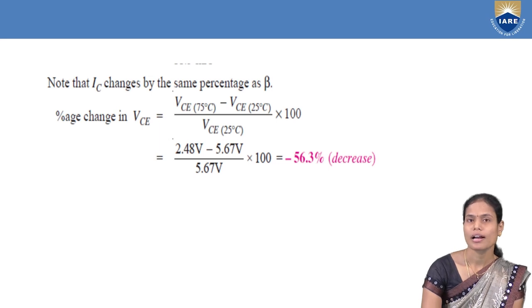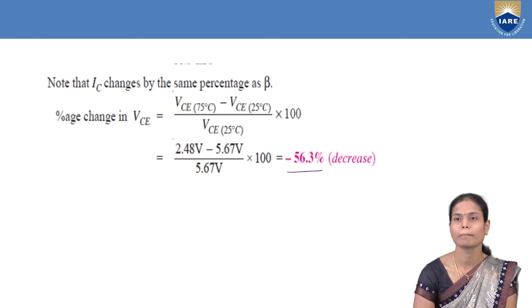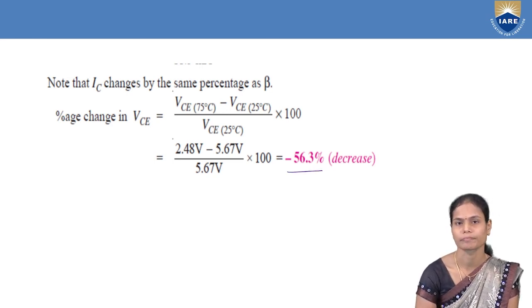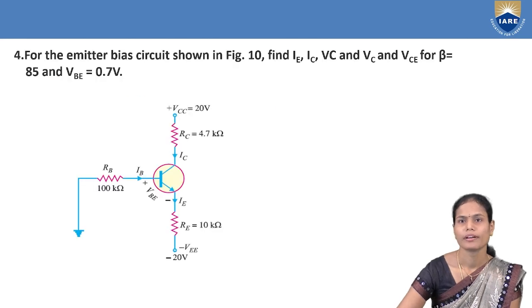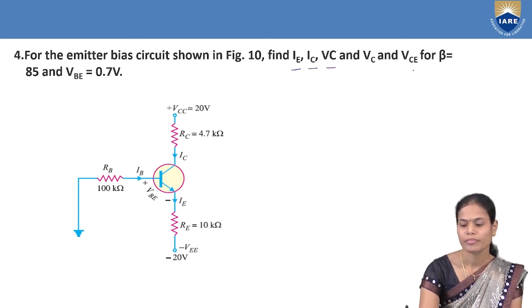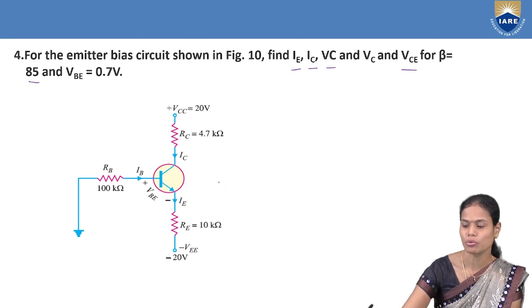Once the IC is changing, VCE will also change. So VCE is decreasing by minus 56.3%. And the next problem is for the emitter bias circuit. This is another kind of biasing circuit, the emitter biasing circuit, shown in the figure. Find the emitter current, collector current, VC voltage and VCE for beta equal to 85 and VBE given as 0.7 volts.